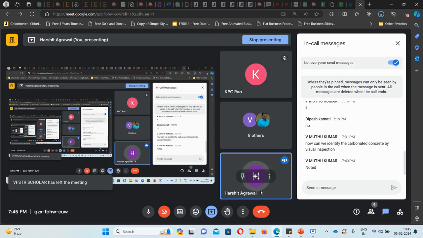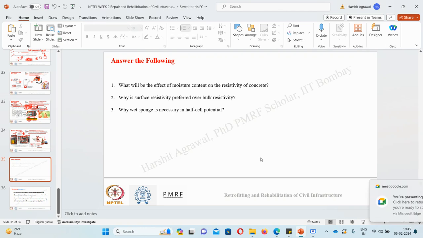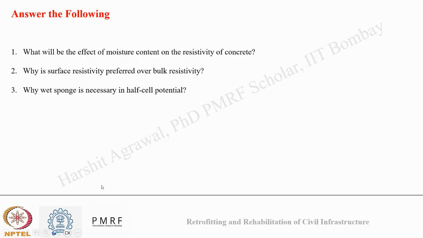Okay, so let's see the solutions now. What are the questions? First question is, what will be the effect of moisture content on the resistivity of concrete? When we talk about concrete, ionic flow happens through fluid filled voids, since ions penetrate through concrete by dissolving in fluid.